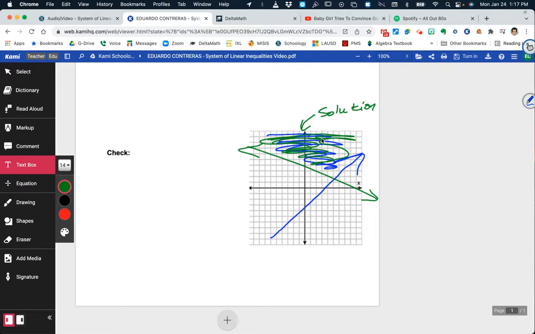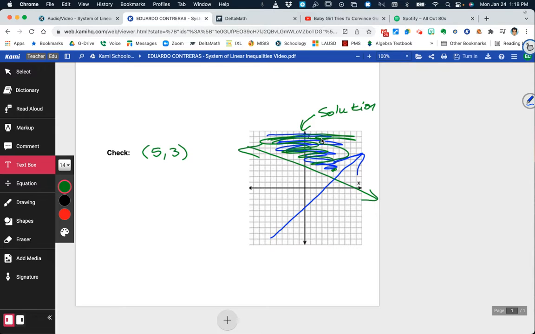Now, the last part people have asked me about was how to check. So the check is actually not that bad. What you want to do is say this is our solution, okay? You pick a point within that solution region. So let's see, 1, 2, 3, 4, 5, 1, 2, 3. Say I pick 5, 3. Okay? Say that's the point I want to check because it's in the solution region.